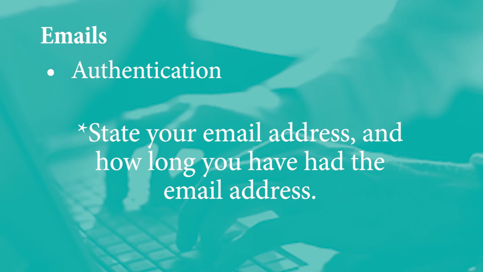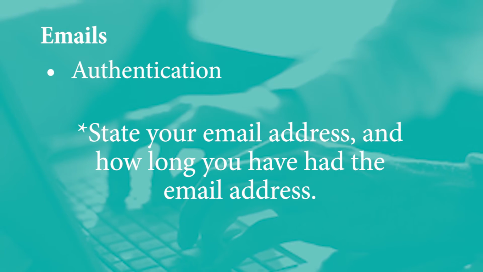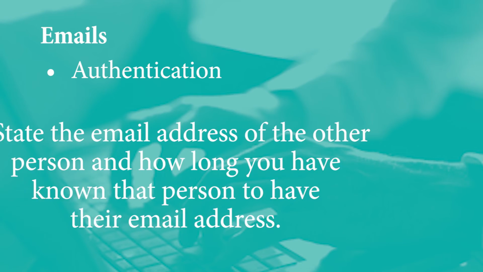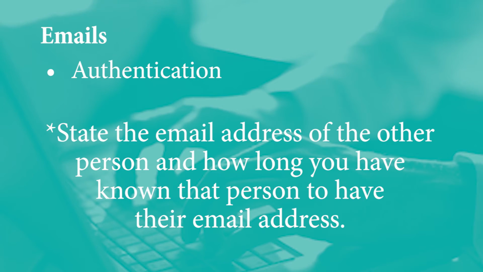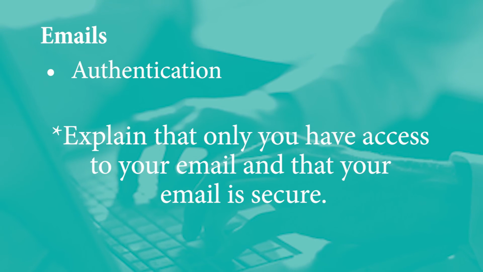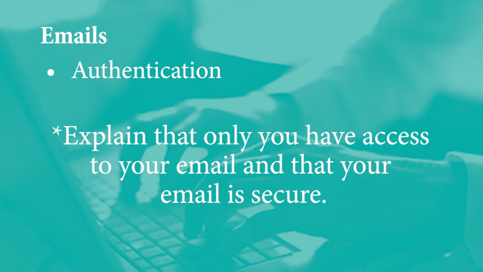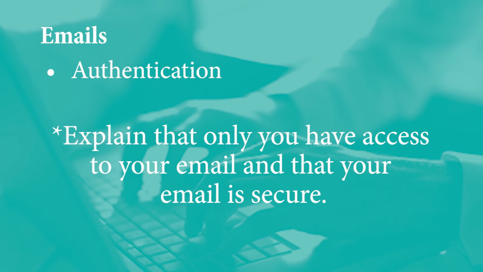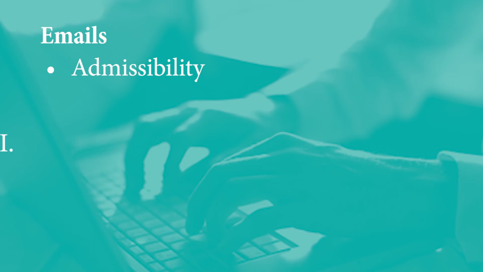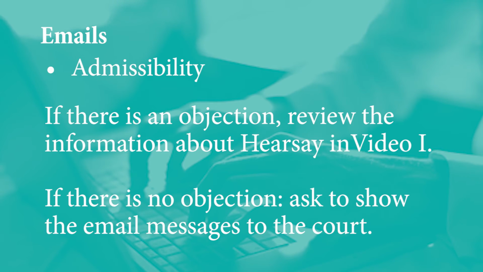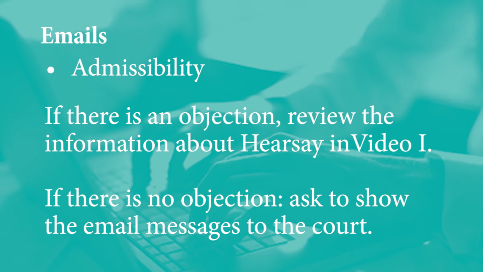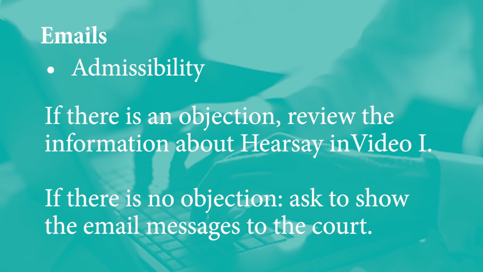State your email address and how long you have had the email address. State the email address of the other person and how long you have known that person to have their email address. Explain that only you have access to your email and that your email is secure. Admissibility. If there is an objection, review the information about hearsay in Video 1. If there is no objection, ask to show the emails to the court.